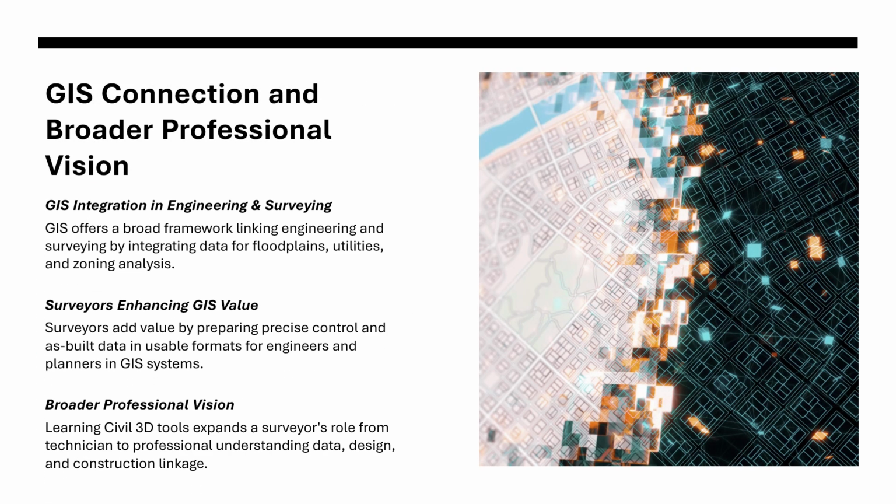And this overlap between engineering and surveying is also reflected in the integration of GIS. While not strictly necessary on every construction project, GIS provides the broader framework in which both professions operate. Engineers may use GIS to assess floodplains, utilities, and zoning. Surveyors can contribute by integrating their precise control and as-built data into those systems. The result is a more complete picture of how the site fits within its larger environment.